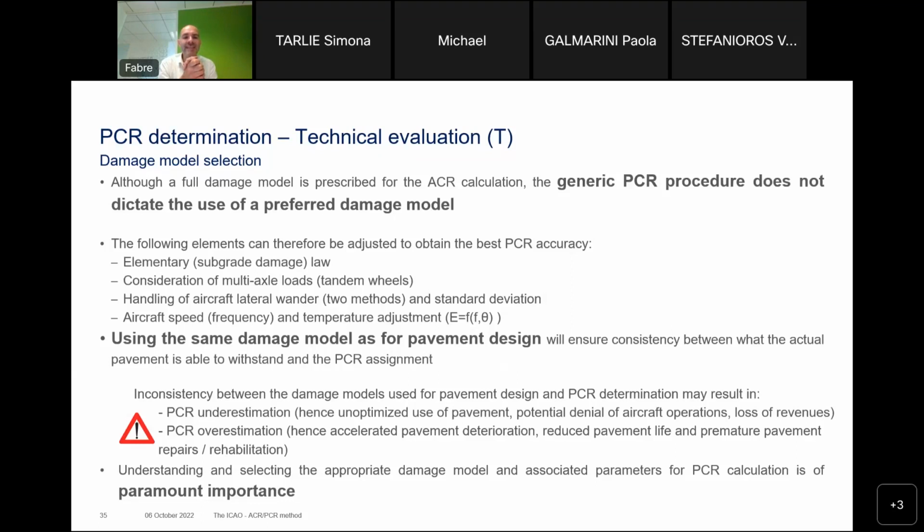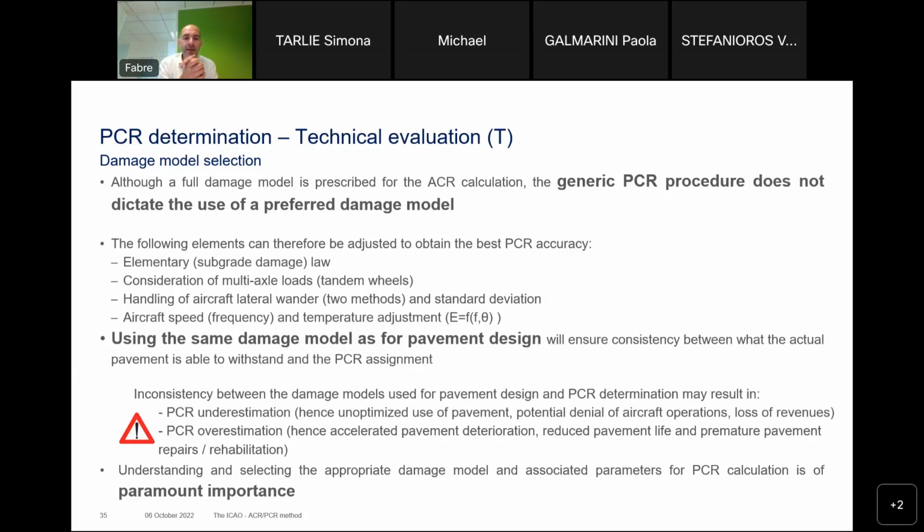You can also differ in the consideration of the multi-axle loads, so the tandem wheels. If we compare Alizé and Fairfield, this is exactly the same procedure. Previously the FAA computed the multi-axle loads with the longitudinal component of the pass-to-coverage ratio, for those who are familiar with Fairfield, but this is no longer the case. It can also differ by the way of calculating the aircraft lateral wander. We have two different methods and also different values of the standard deviation. For Fairfield, there is a unique standard deviation value, but with other software, we can adjust the standard deviation following the considered maneuvering area.